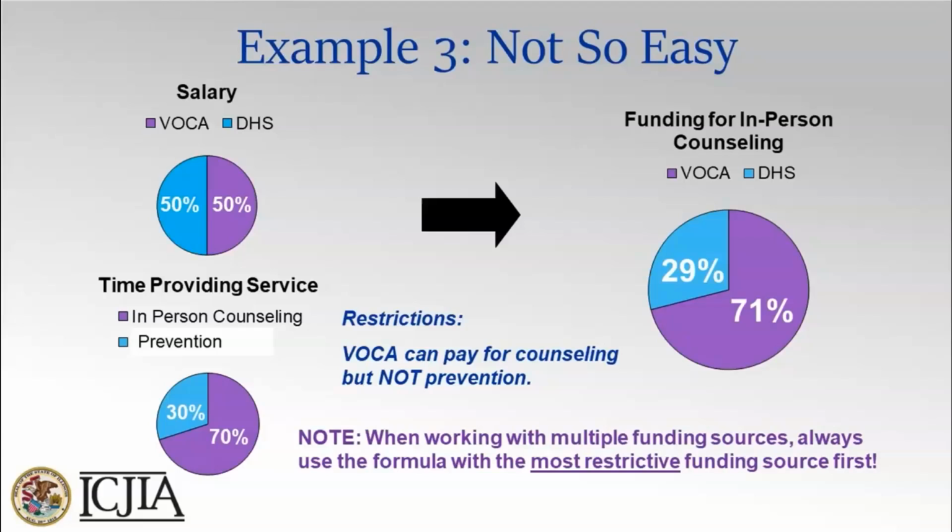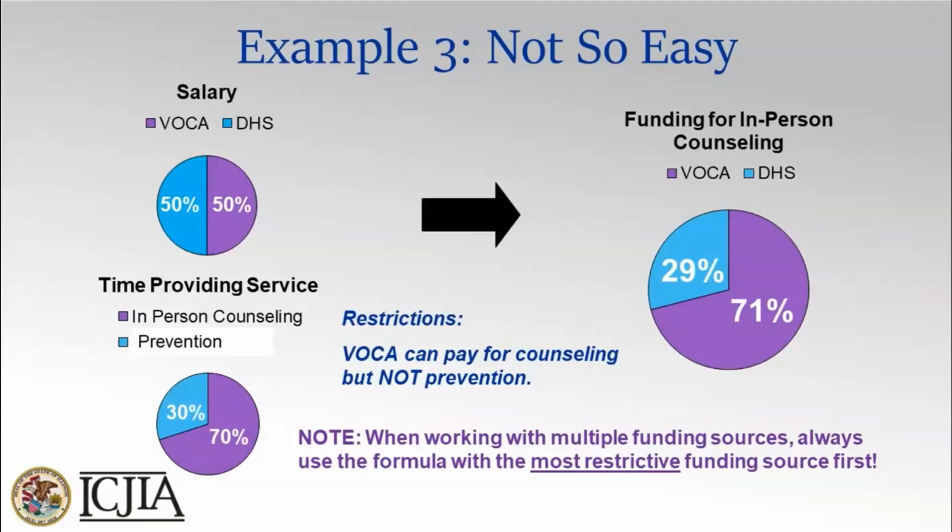I know that's really hard to do, but you want to think over the long haul. It's challenging because one day can look completely different than the next, but you want to think over months or even a year's worth of time. Generally, how much time does this person spend on the services that they're providing? And in this case, again, 70% counseling, 30% prevention.